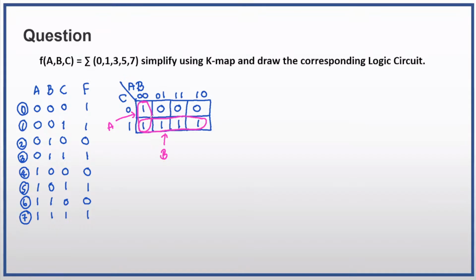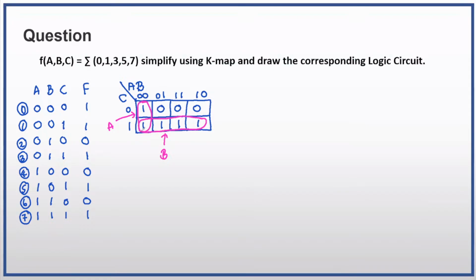So you can see in both these cells, the 0 and 1 has changed. So C input has changed because here it is 0 and here it is 1. But when we take the whole group, A and B have not changed. In this cell, AB is A 0, B 0.